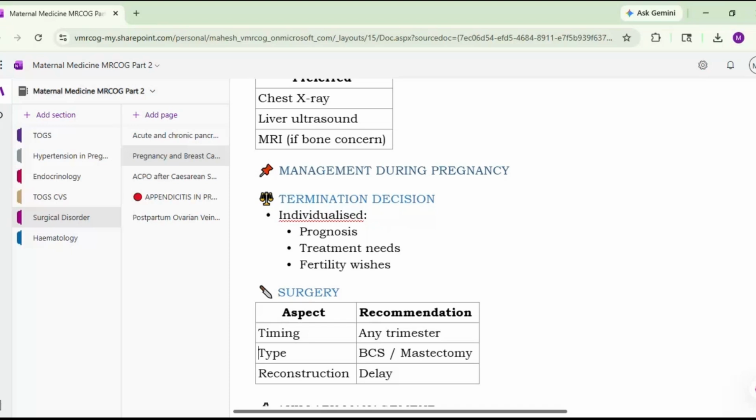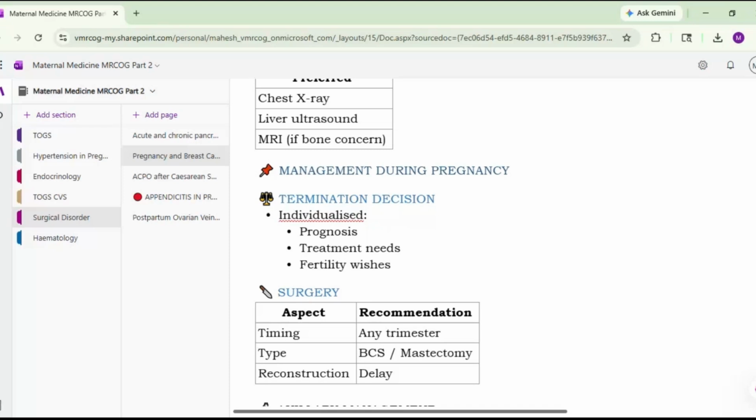If the surgery is required, what is the safe timing? It can be done in any trimester of the pregnancy. The patient can have breast conserving surgery or mastectomy. However, if the patient undergoes surgery, reconstruction is to be delayed. This is one of the principles which is expected from the candidate.